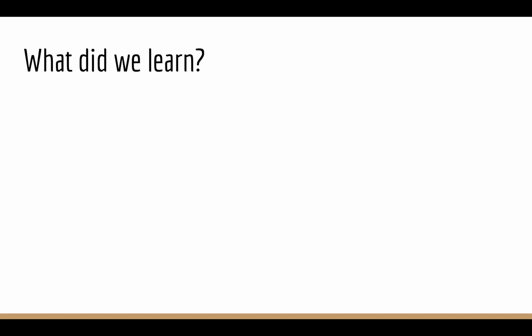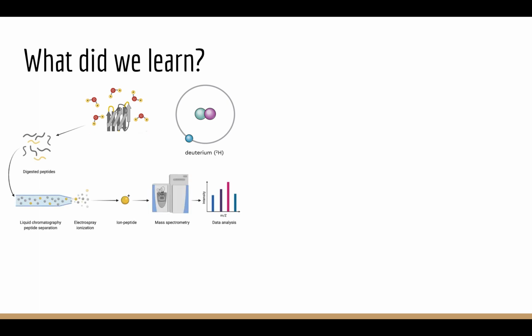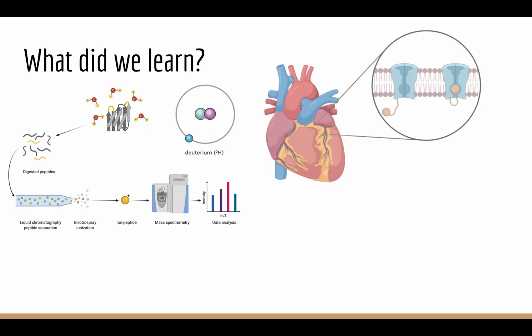So what did we learn from this experiment? We learned that deuterium is a heavier version of hydrogen, and we can use this to label our protein and analyze the dynamics of specific regions of our peptides. We use this by putting it through mass spec and looking at our data and seeing how heavier certain peptide regions got or didn't get.